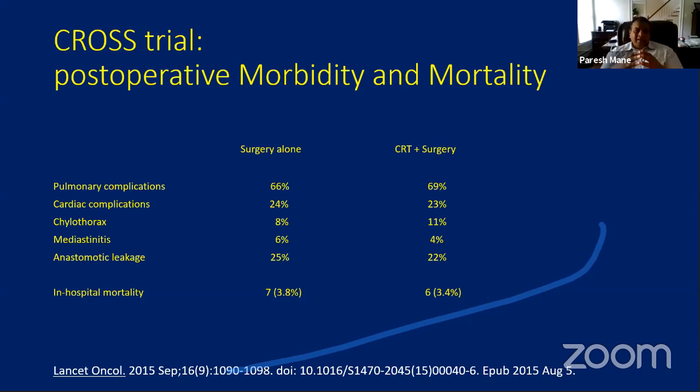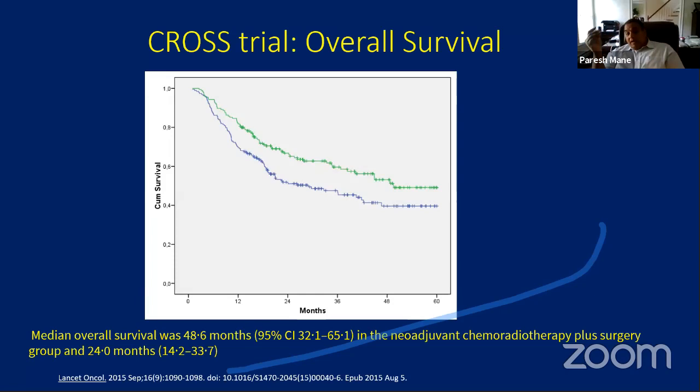But most importantly, the overall survival.